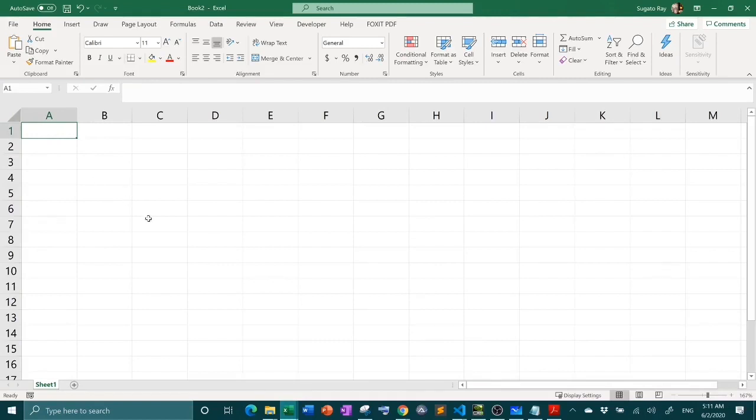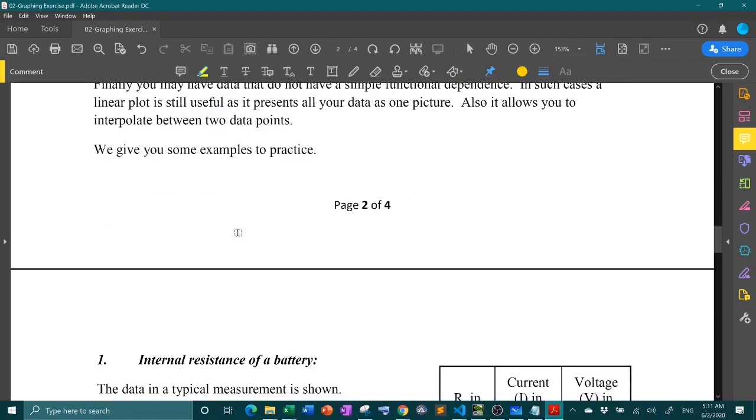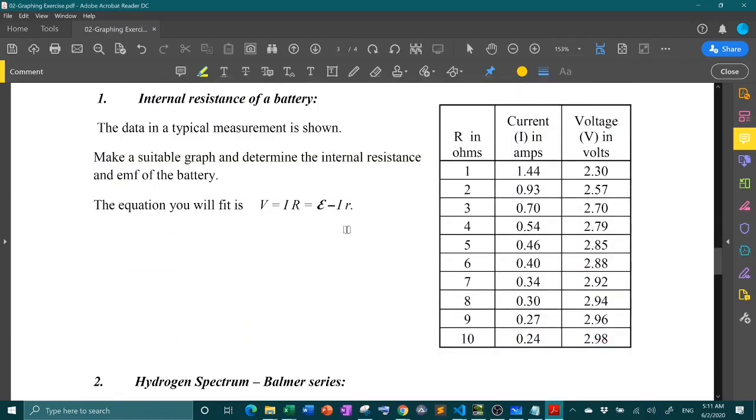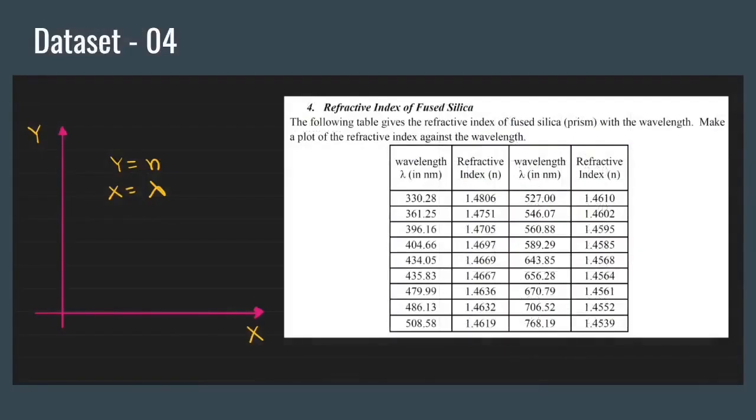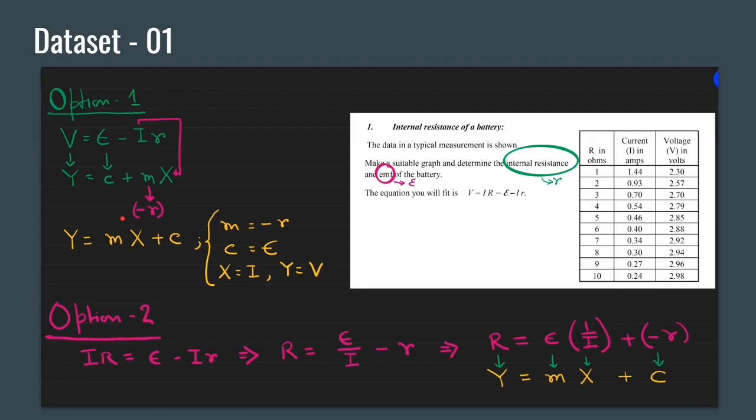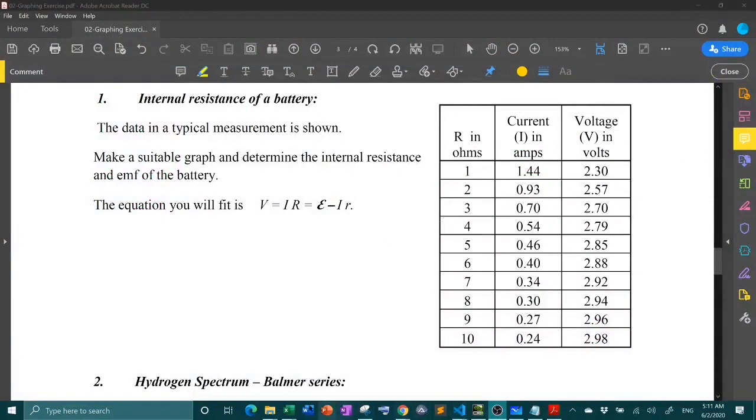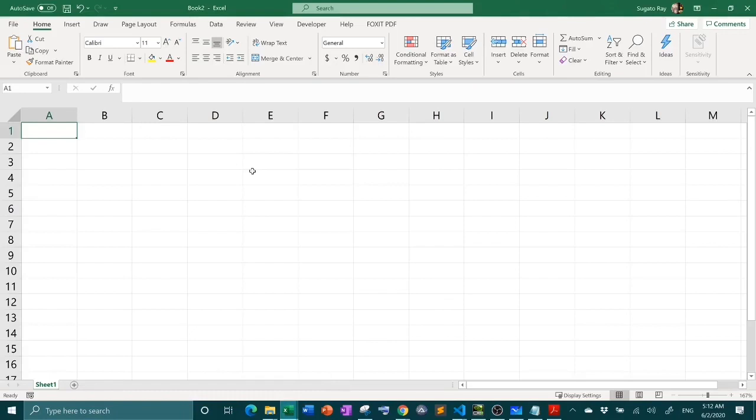So what do you want? So for the first one here, if you want 1 over I, yeah, so this one. Here our x is 1 over I, and y is capital R, right? So instead of x, let's just write down 1 over I. So we already have I.